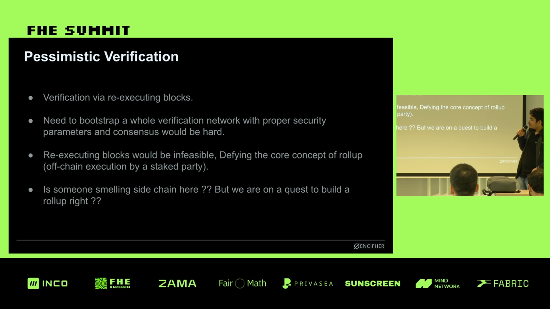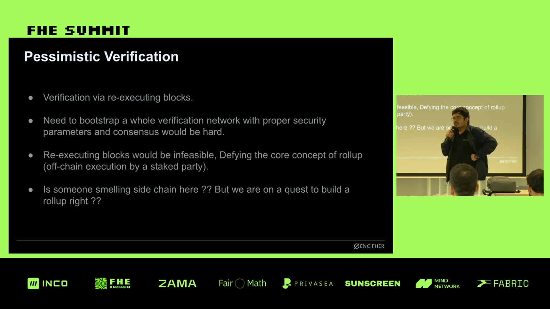So we are done with the validity proof construction, verifying the ZK proofs on BTC. Another verification we have is pessimistic verification. In pessimistic verification, what you need to do is get the block, re-execute it, and finalize it.